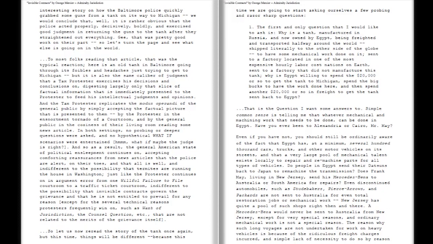Why is Egypt willing to spend the $20,000 or so to get the tank to Michigan, spend the big bucks to have the work done here, and then spend another $20,000 or so in freight to get the tank sent back to Egypt? That is the question I want some answers to.